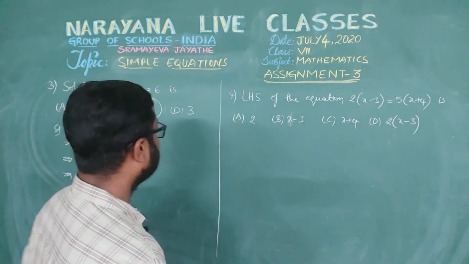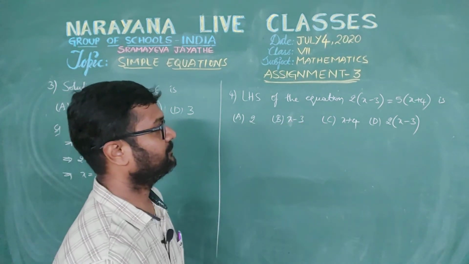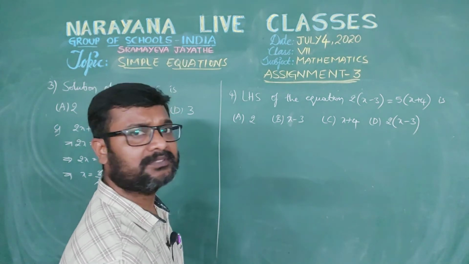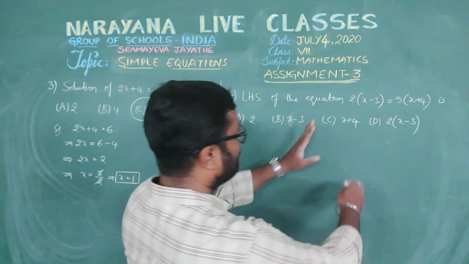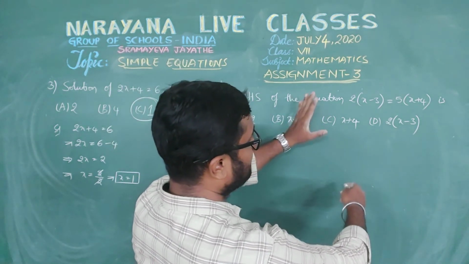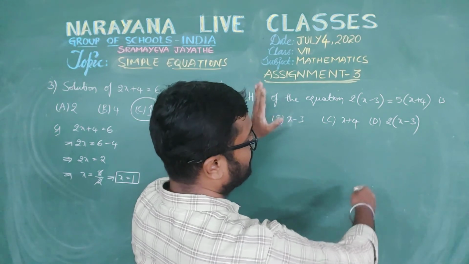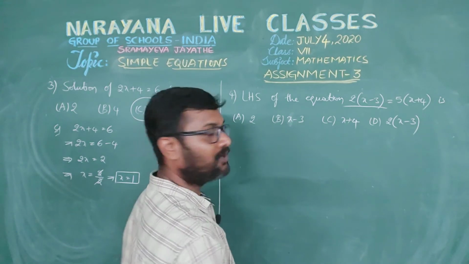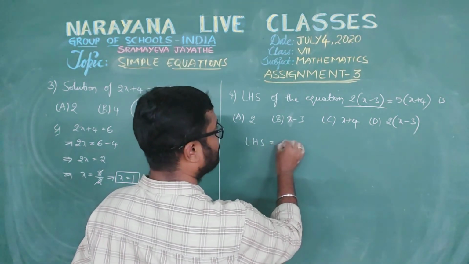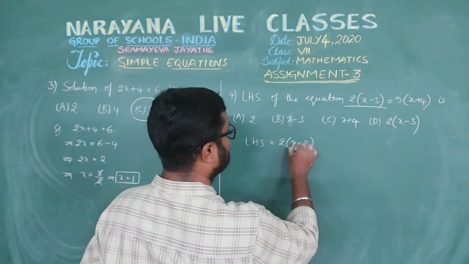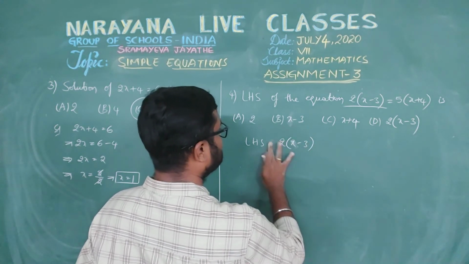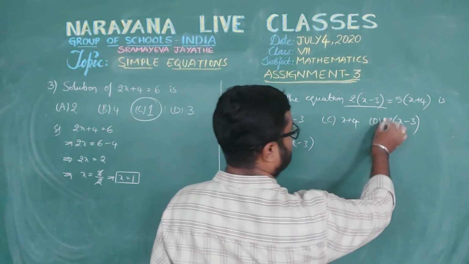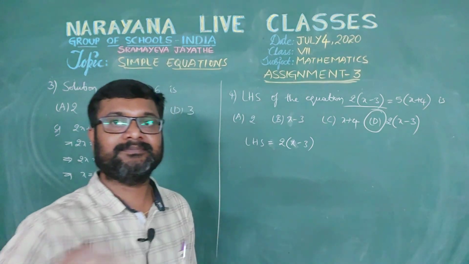Now here, the LHS of the equation. He has given one equation, we need to find the LHS. LHS means what? Left hand side. So what is the left hand side? What is the expression there? Left hand side is before the equal symbol, this one. So now LHS is what? 2 of x minus 3, 2 into x minus 3. Now what is our option? D. Our option is D.